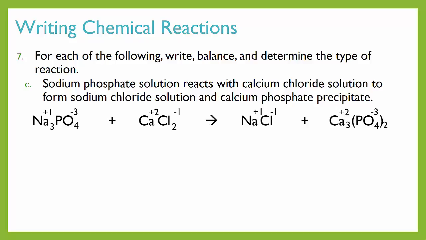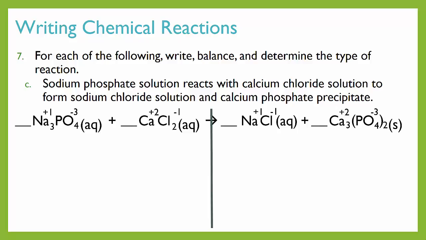The sodium phosphate is a solution. The calcium chloride is a solution. I'm going to form sodium chloride solution and calcium phosphate precipitate, which means solid. So now that I've got my equation properly written, I can go about balancing it.